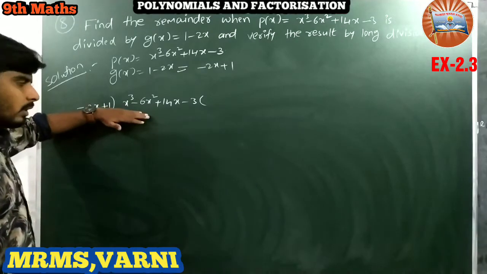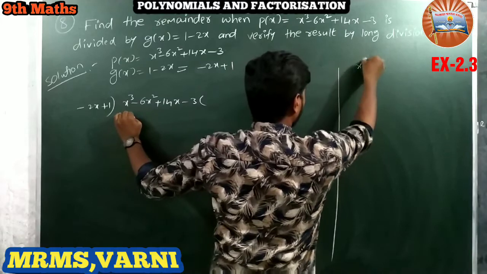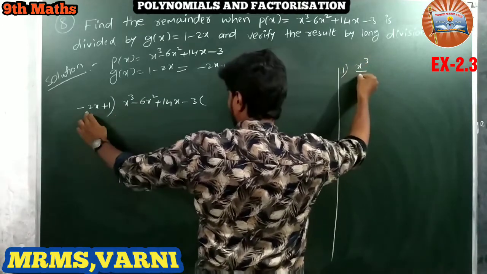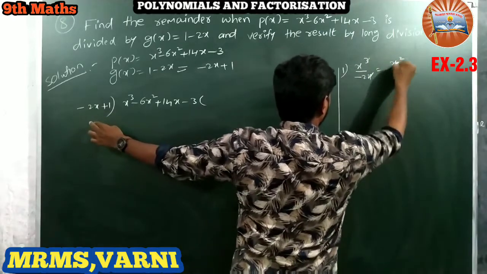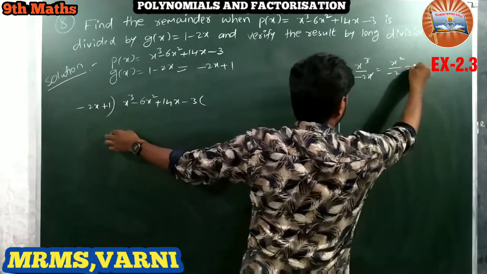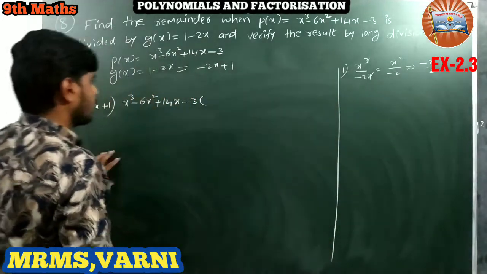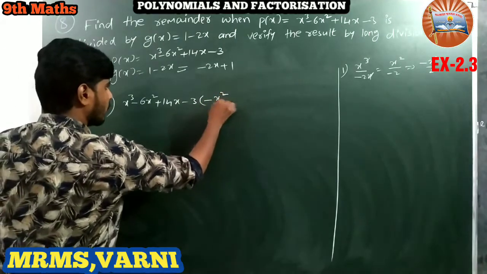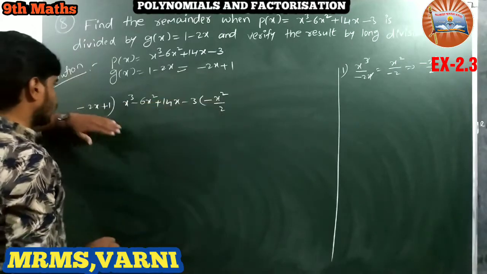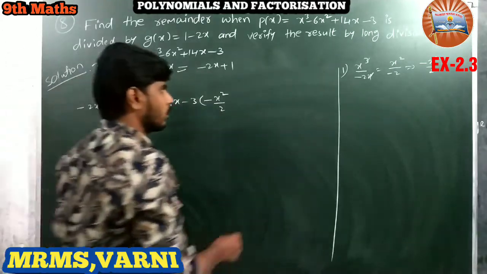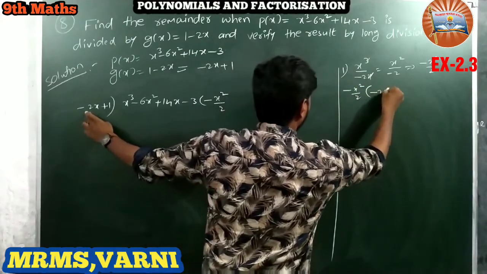So take the first term of the dividend, x cube, and divide by the first term of the divisor, minus 2x. This x gets cancelled, remaining x square by minus 2, nothing but minus x square by 2 is the quotient term we need. So write down here minus x square by 2. Multiply this quotient into the divisor: minus x square by 2 into minus 2x plus 1.